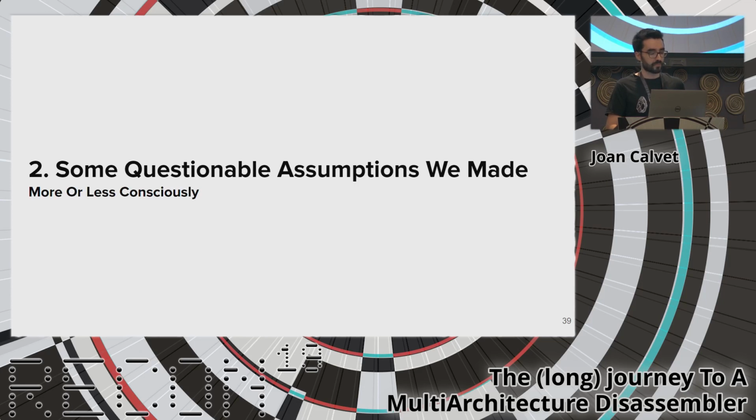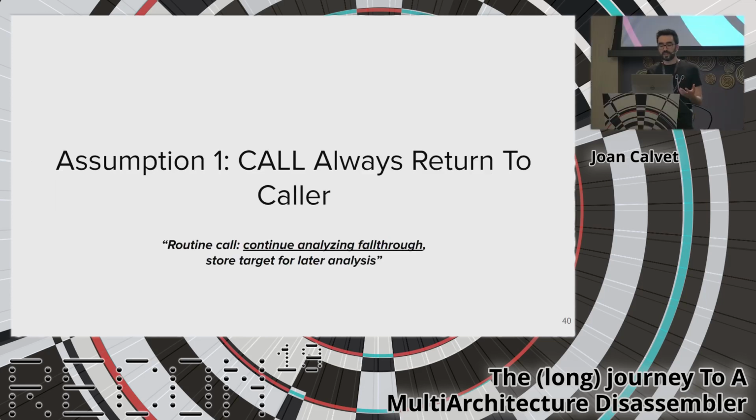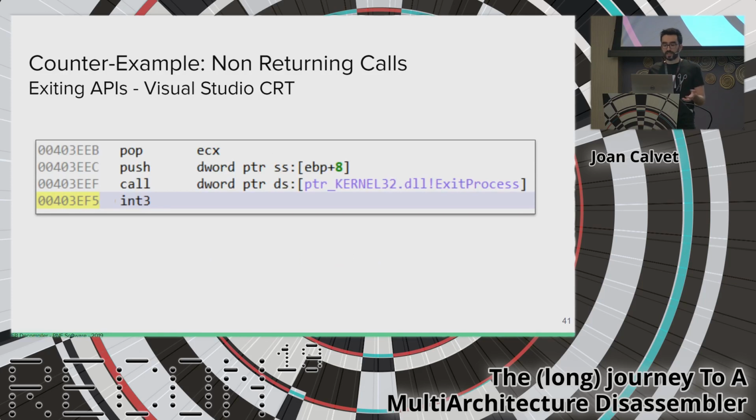So the first one, and you certainly have noticed it, was to suppose that a routine call always returned to the caller. When we disassemble the call instruction, we continue analyzing the fall through, assuming the called routine will eventually return. But in reality, there are non-returning routines, and there is no need to go very far to find an example of that. In Visual Studio C runtime code, which is statically linked in our Windows executable, there are several calls to APIs terminating the execution and therefore never returning to the caller.